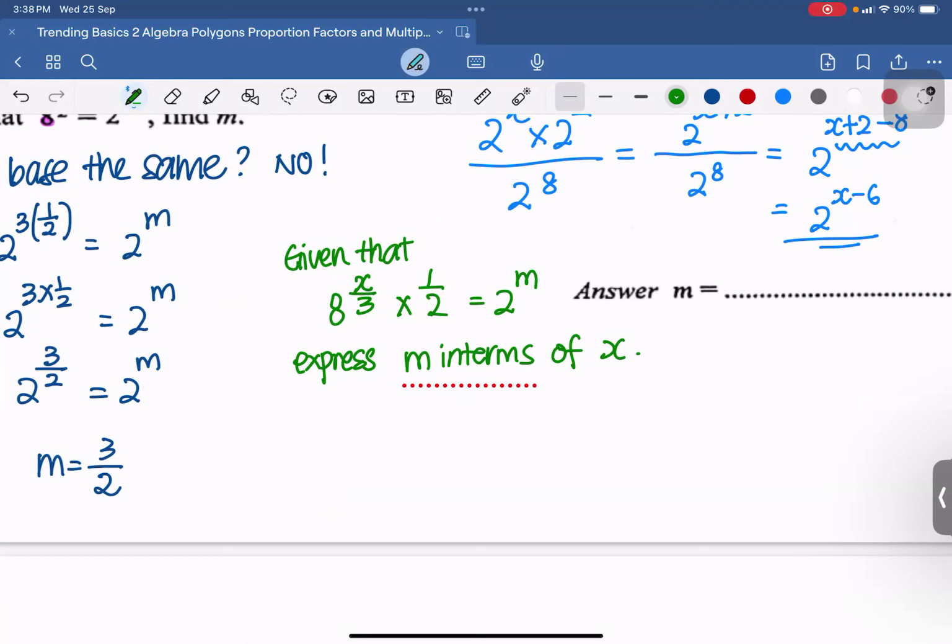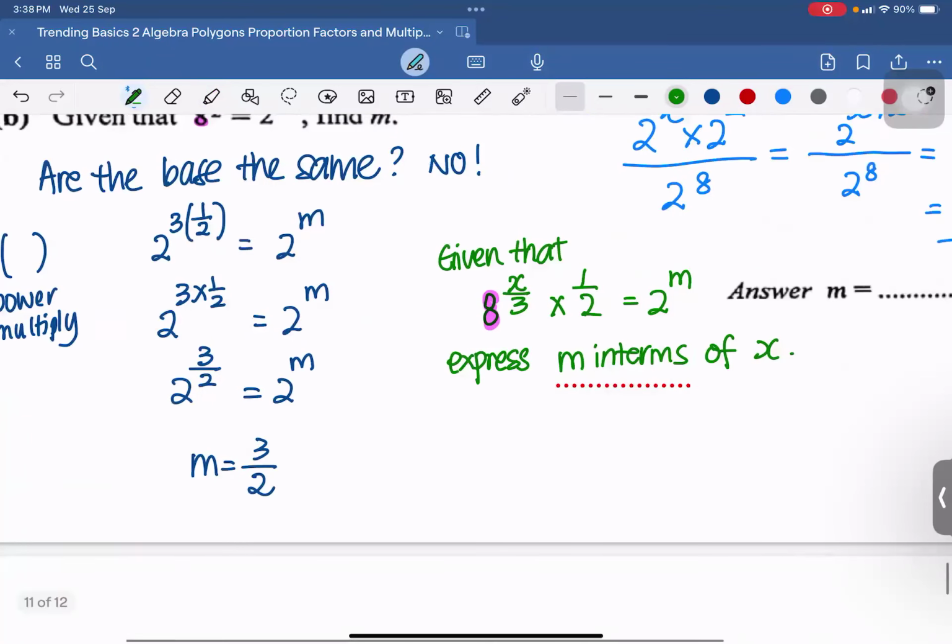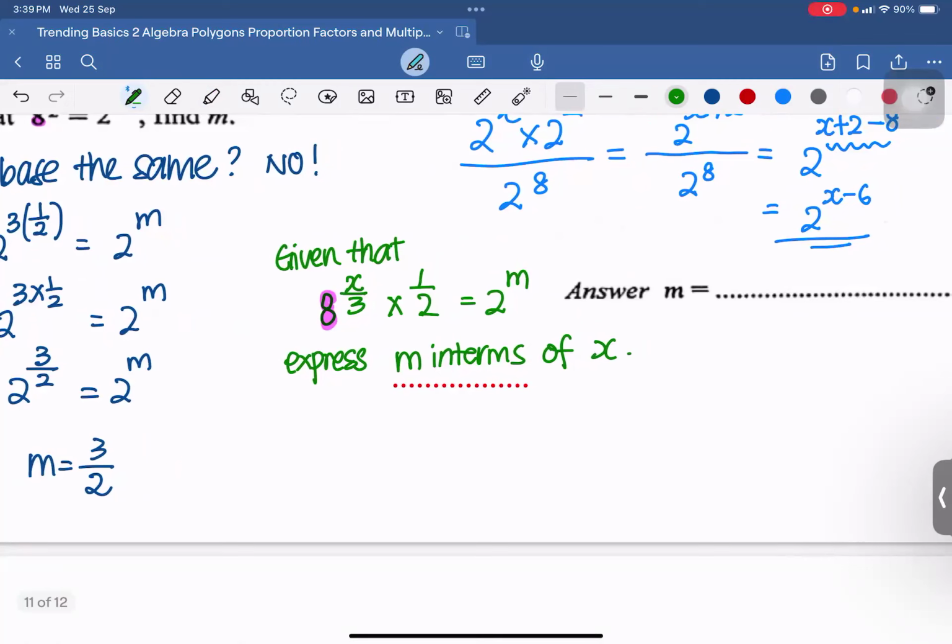Make the base the same, right? First part, yes, the skills are similar. We make the number 8 the same base. So 8 is 2 to the power of 3. Outside I still have x over 3, and times what is this? 2 to the power of negative 1, correct.